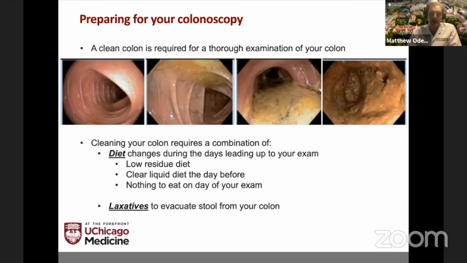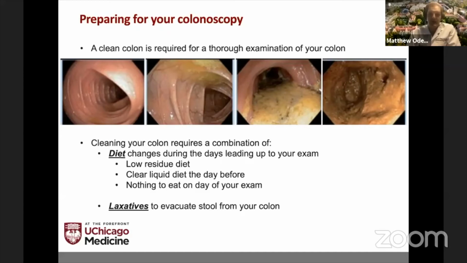So cleaning the colon requires a combination of diet and laxatives. So diet changes leading up to your exam include a low residue diet about 2 to 3 days before the exam, and that includes low fat diet, low fiber diet. And then on the day before the exam, you should have a clear liquid diet. A clear liquid diet is anything that you can see through. So coffee without milk, broth, jello, things like that are all included in a clear liquid diet. And then nothing to eat on the day of the exam, because we want to have the cleanest colon possible, but also minimize risks of anesthesia.